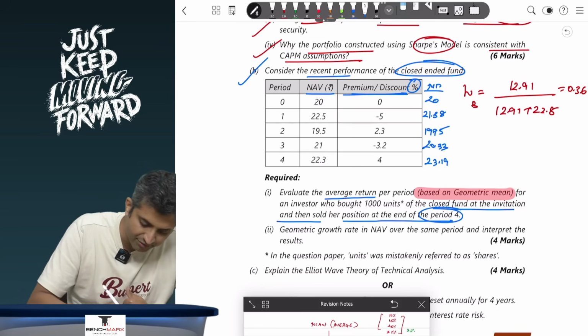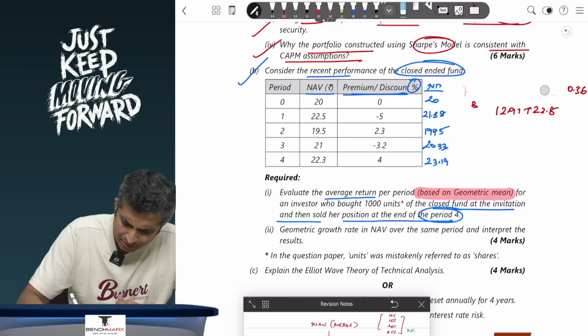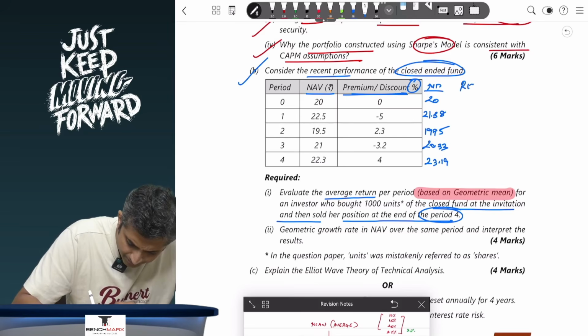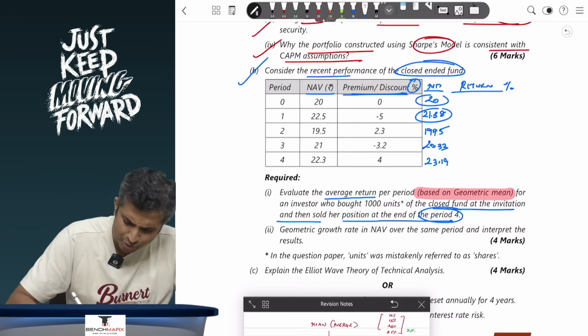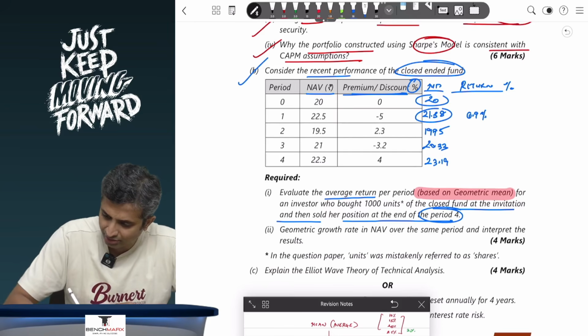So over here, if I want to find a return, I will take the return based on the market price. If I want to find a return for the first year, in percentage, this is P1 minus P0. So this is 21.38 minus 20, upon 20, into 100. This comes to, I think, 6.9%. Then 19.95 minus 21.38 upon 21.38 in percentage, negative 6.69%.